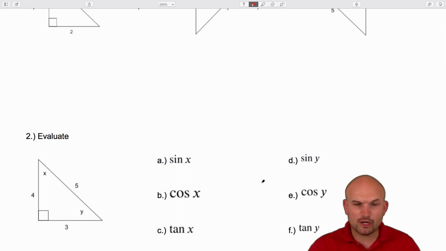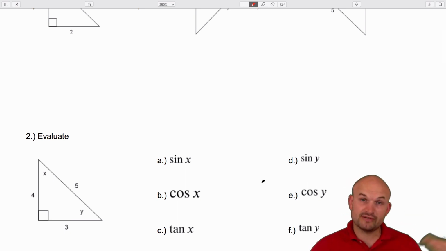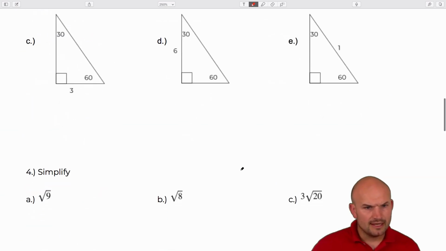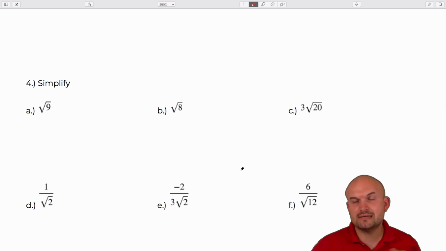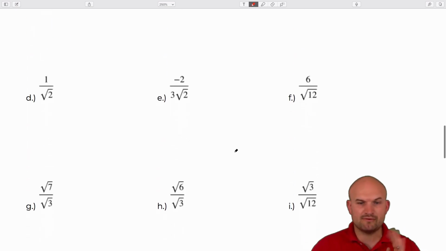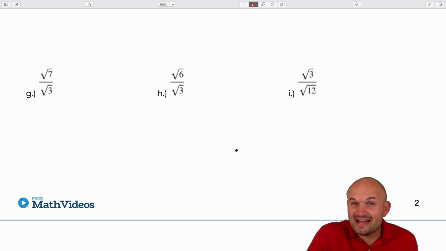We're going to go back over the three trigonometric functions, how they are related on a triangle. We're going to go back through special right triangles to help us evaluate missing sides. And then we're going to work on simplifying with radicals. We're really just going to focus on simplifying a radical, as well as simplifying when the radical is in the denominator. And that's really about it.